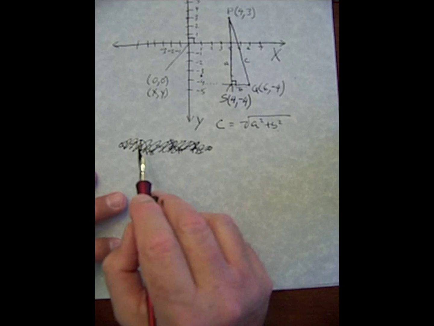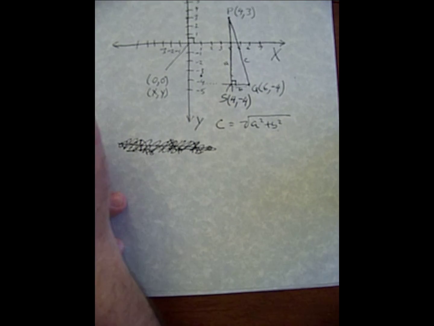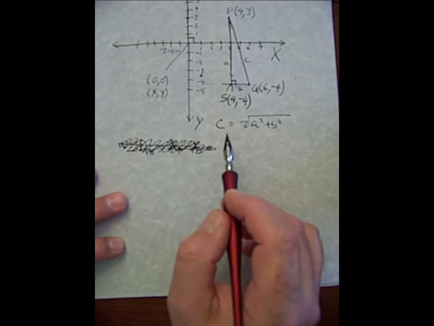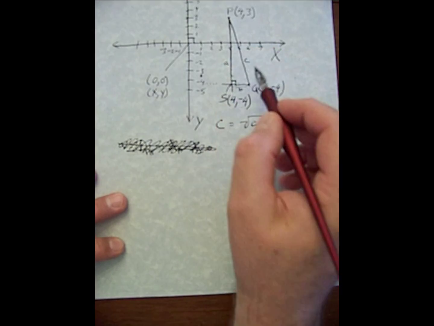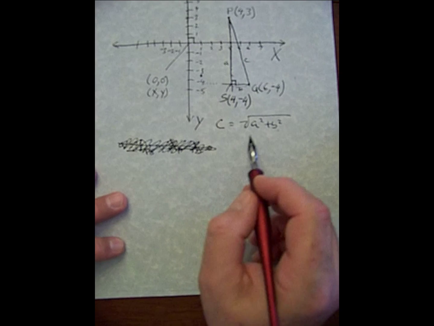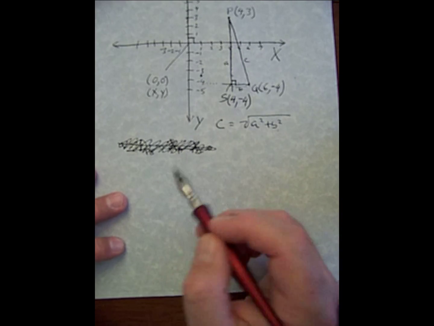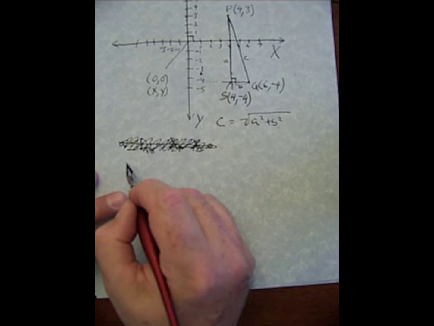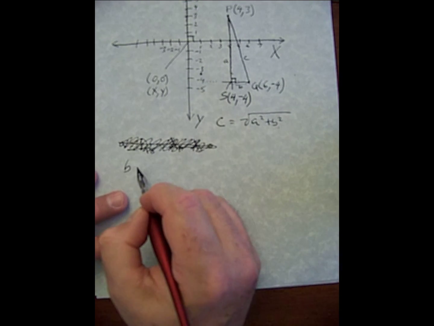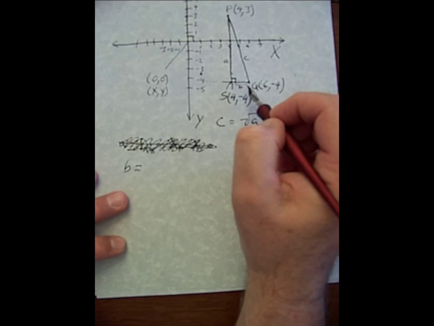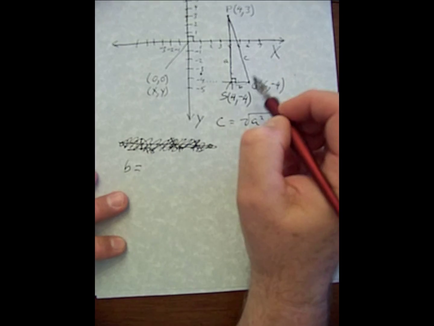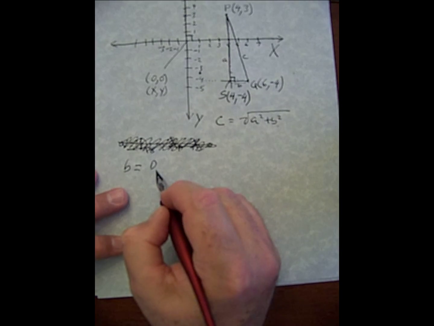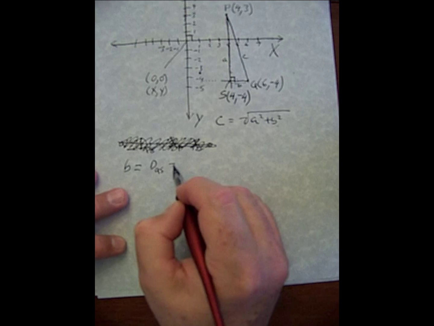So, having scratched out the mistake I just made, I'm going to start over. And so we know that the distance between the 2 points, which is C, is equal to the square root of A squared plus B squared. So what is A and what is B? Well, start with B. B is the distance in the x direction between Q and S. So B is equal to D sub QS.